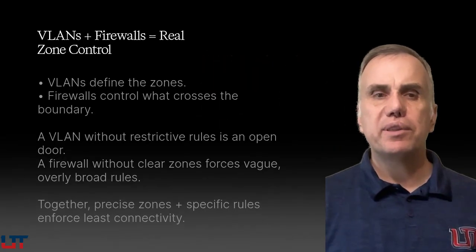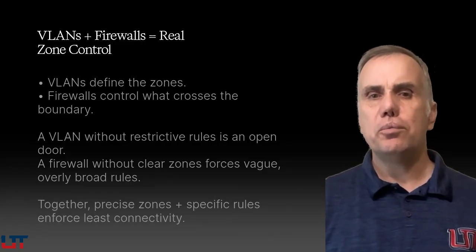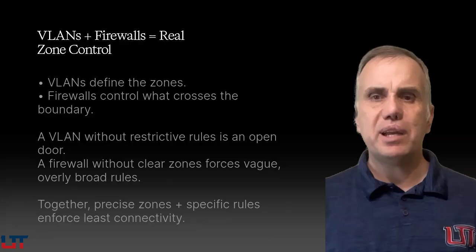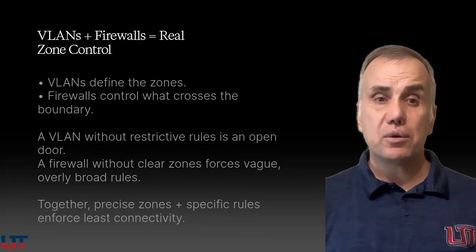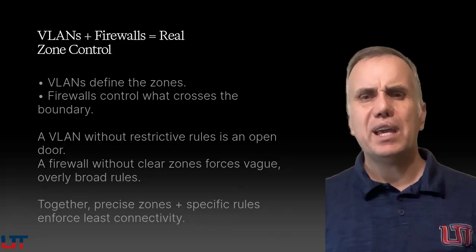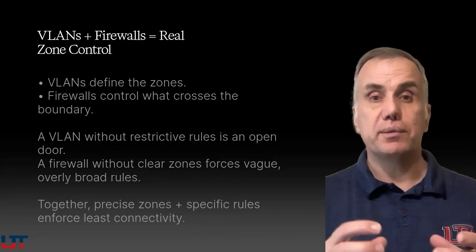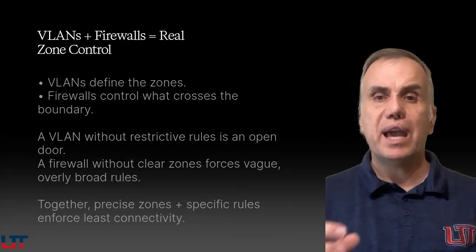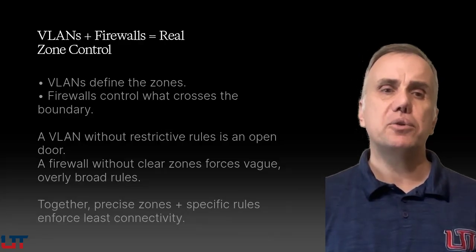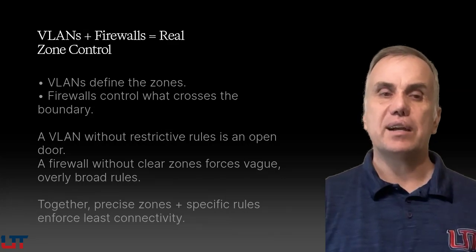The principle of least connectivity is what gives that pairing its teeth. A VLAN boundary without a restrictive firewall rule set is a labeled zone with open doors. The zones exist, but anything can cross them. A firewall without well-defined VLAN zones means writing rules against vague, shifting address ranges that are hard to make precise. When both are in place, specific zones and specific firewall rules at each boundary, you have the structure to express and enforce least connectivity exactly.